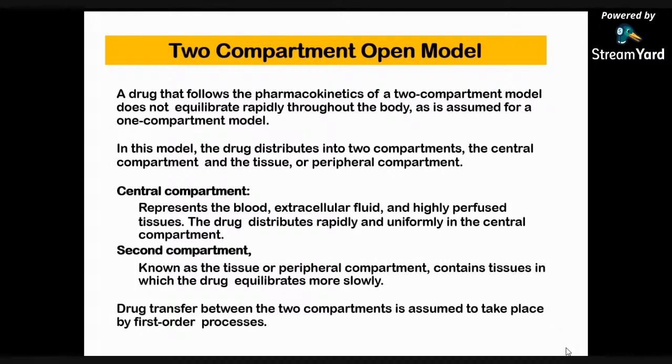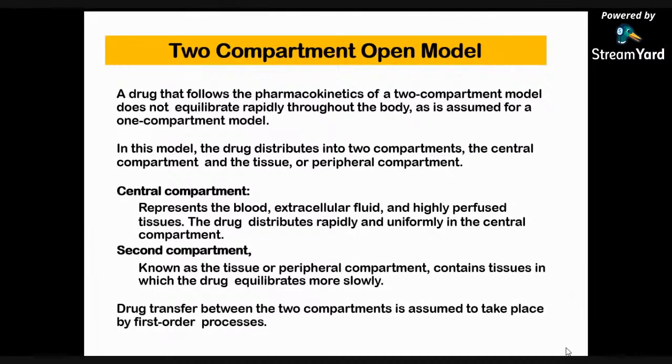Next part is the two compartmental open model. A drug that follows a two compartmental pharmacokinetic model does not equilibrate rapidly throughout the body, as is assumed for a one compartmental model.